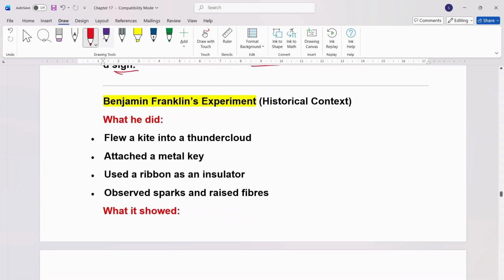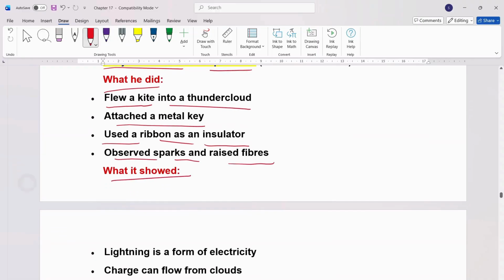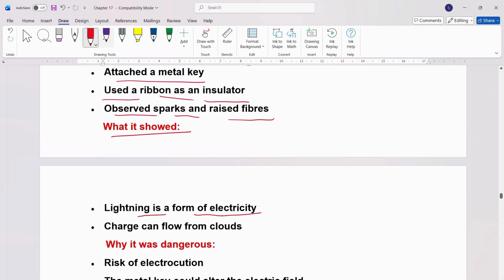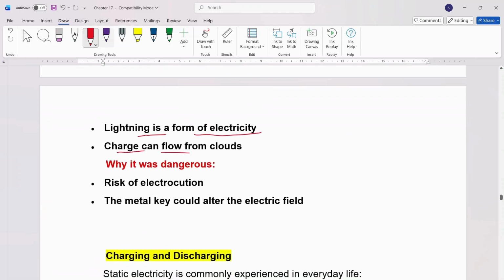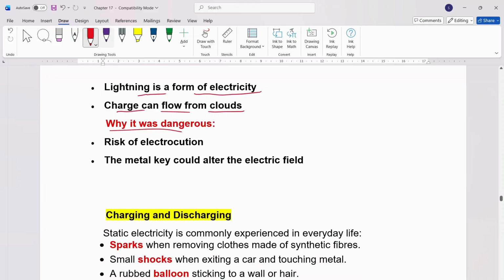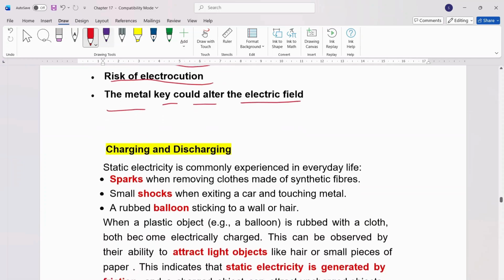Now let's talk about Benjamin Franklin's experiment. What he did: he flew a kite into a thundercloud, attached a metal key, used a ribbon as an insulator, and observed sparks and raised fibers. What it showed: lightning is a form of electricity. Charge can flow from clouds. Why it was dangerous: risk of electrocution. The metal key could alter the electric field.